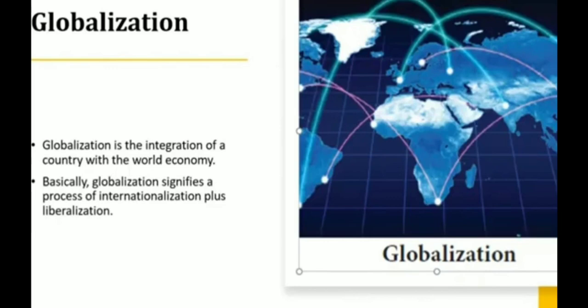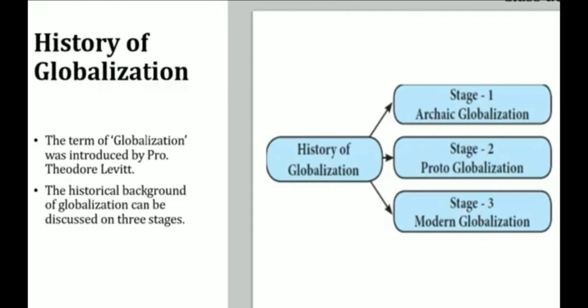Okay, next, history of globalization. Here there are three types of globalization, that is first stage, second stage and third stage. Are you clear? So what are the types of globalization? Archaic globalization, proto-globalization and modern globalization.